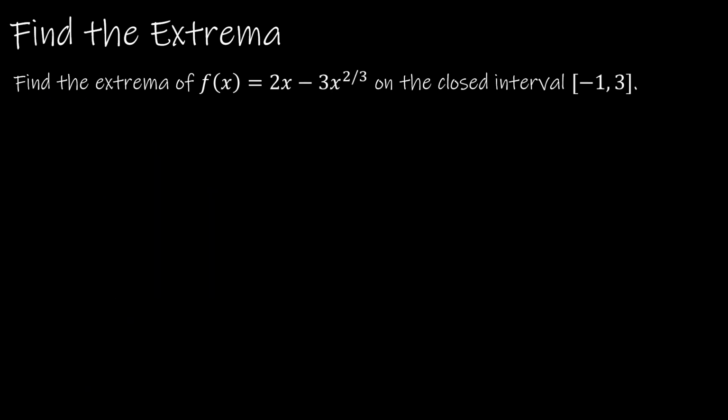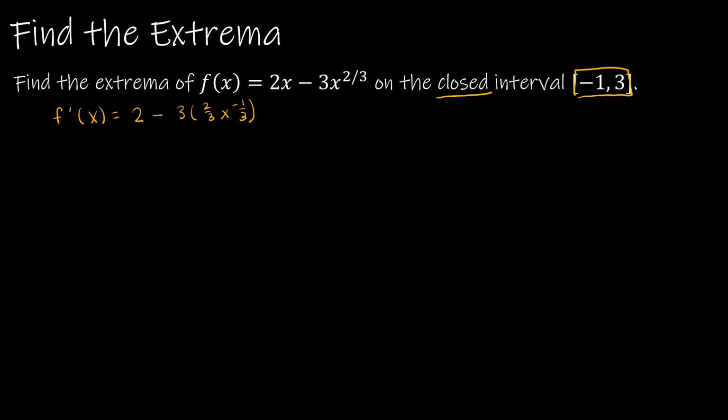Let's look at another practice together. Notice this is a closed interval, which means in addition to whatever critical numbers I might find, I need to plug in the endpoints of my interval as well. So let's start by finding f prime of x. And f prime of x is equal to 2 minus, and then of course I've got this 3x to the 2/3. So I have 3 times 2/3 x to the -1/3.